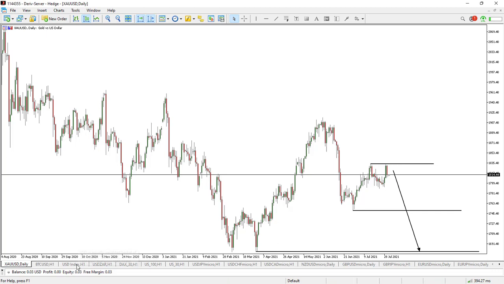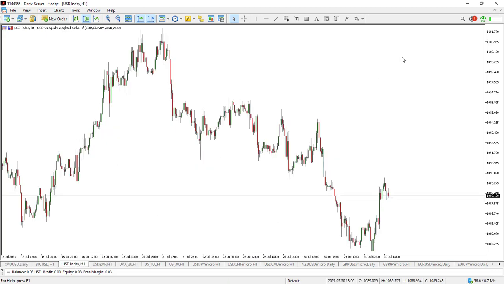Let me see dollar index, here we are, and then I'm expecting the market to rise to take out, to trade at least the 50% of this candle. This is what I'm expecting, the 50% of this candle.